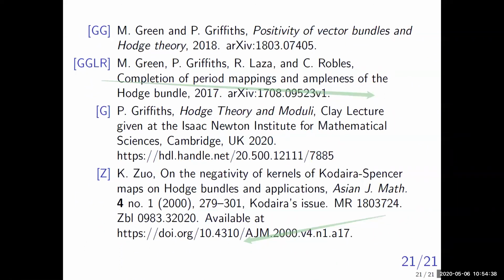Are there questions? Hodge theory is important to PDE. I think PDE is important to Hodge theory.